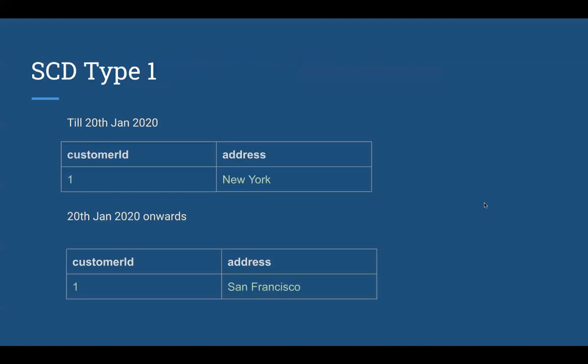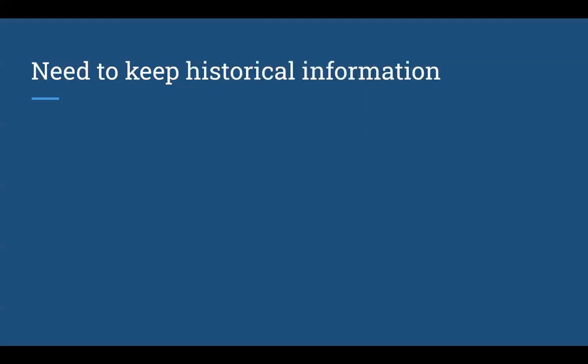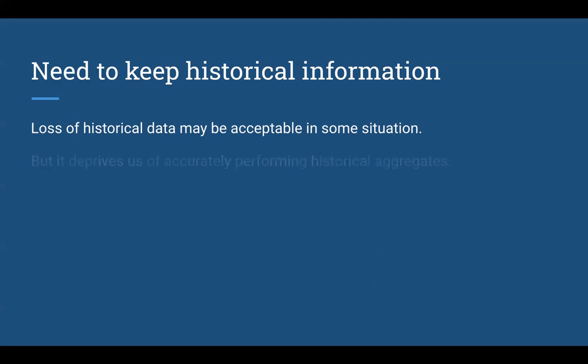Now, as we have seen here, the information about the customer has changed and we have not retained the previous value, the historical value. Many times it's accepted, but if we have to do any historical analysis, we have to go back in time and see, okay, what was the location of the user in 2019? We don't have that information. All we have is the latest information.